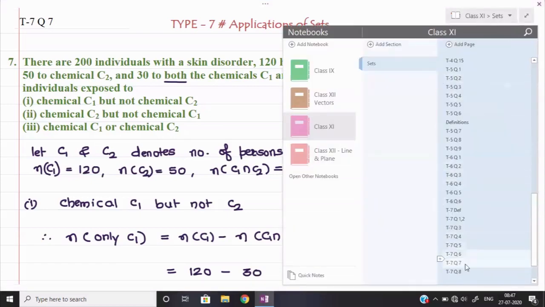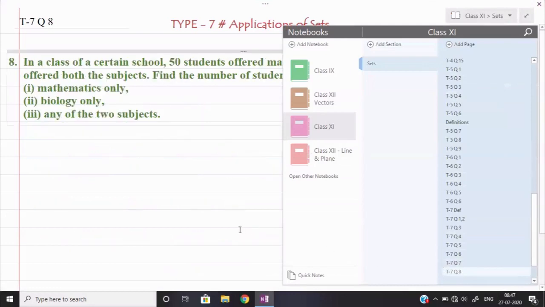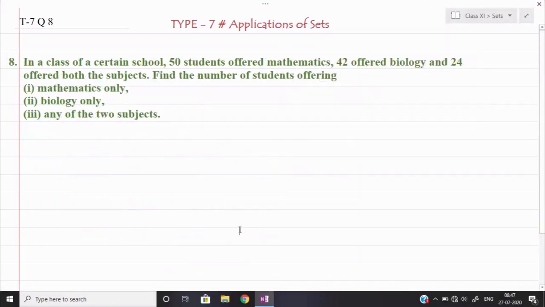Now let us see question number 8. In the 8th question, see what is given: in a class of a certain school, 50 students offered mathematics, 42 offered biology and 24 offered both. I think till here you should not have any confusion. 50 offered mathematics, so we can say A denotes the set of mathematics, so n of A is equal to 50. Similarly, n of B is equal to 42 and n of A intersection B is equal to 24. Then the first and second parts are also clear to you, I suppose.